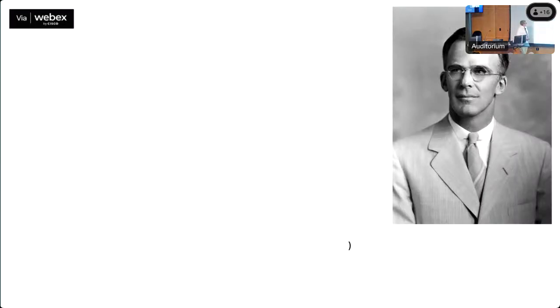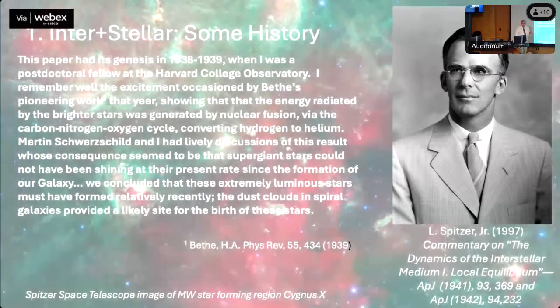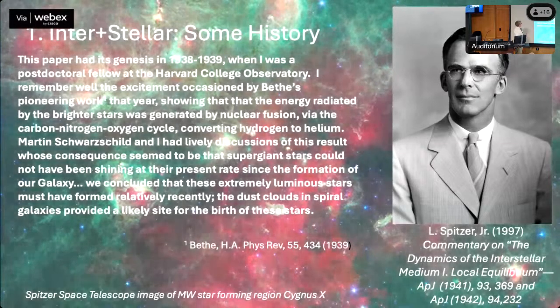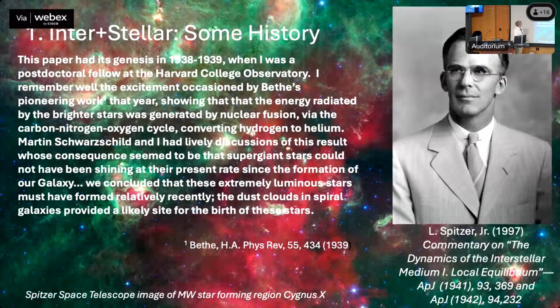So let's go ahead and start off with a story. I don't know how many of you know this story, so I felt like I had to tell it. It's the story of the beginning of the study of the interstellar medium by Lyman Spitzer. He wrote a paper in the 1930s; he had a draft then, and it came out in 1941 eventually. He says, this paper had its genesis in 1938-39 when I was a postdoctoral fellow at the Harvard College Observatory. I remember well the excitement occasioned by Bethe's pioneering work that year, showing that the energy radiated by the brighter stars was generated by nuclear fusion via the CNO cycle, converting hydrogen to helium.